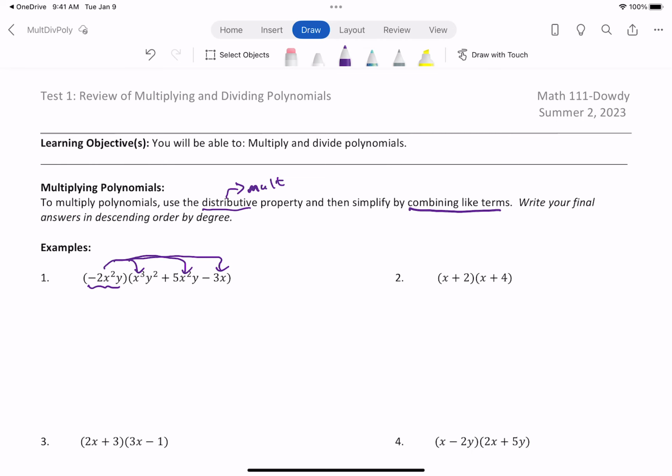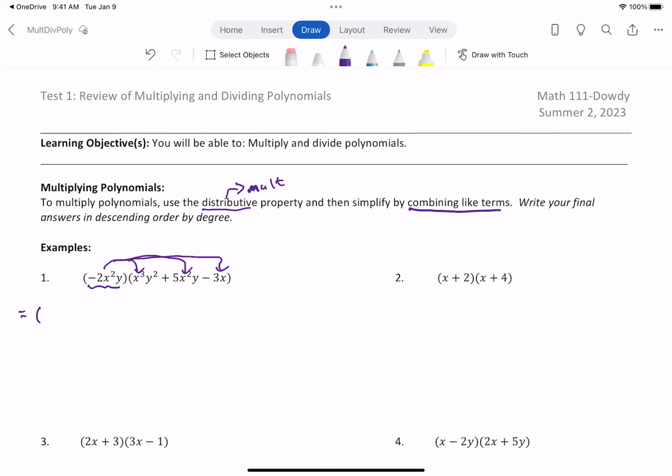Now there are multiple ways that you can work some of these problems, and really it's whatever method that you're comfortable with and feel like you can be successful with. Since this is our first problem, I'm going to actually write out what I'm going to distribute. You can do that if it helps you. If you don't need to, you can begin distributing automatically.